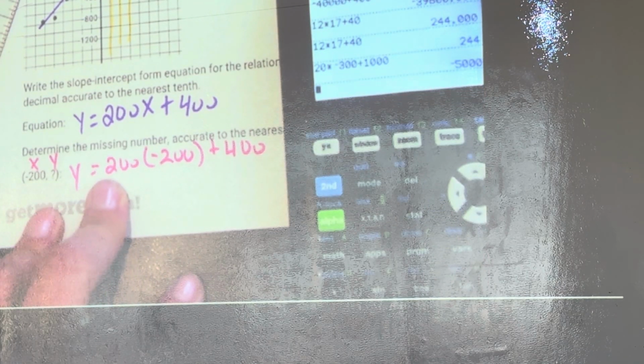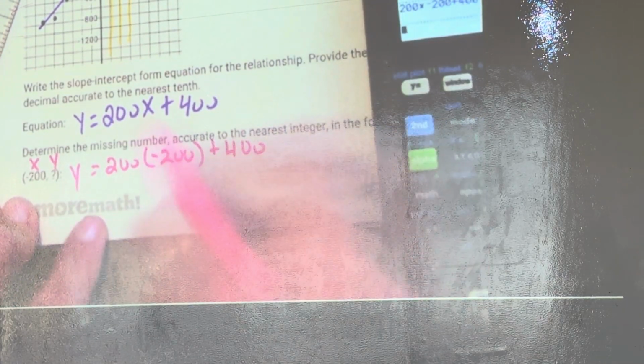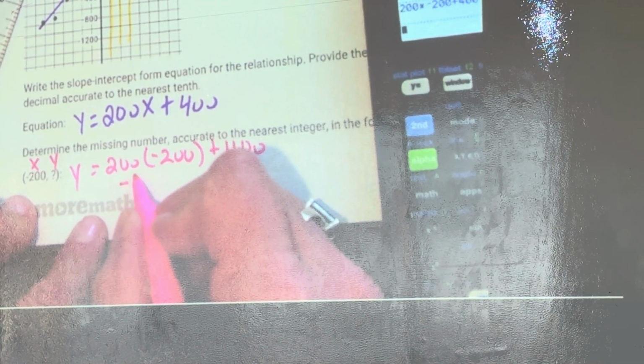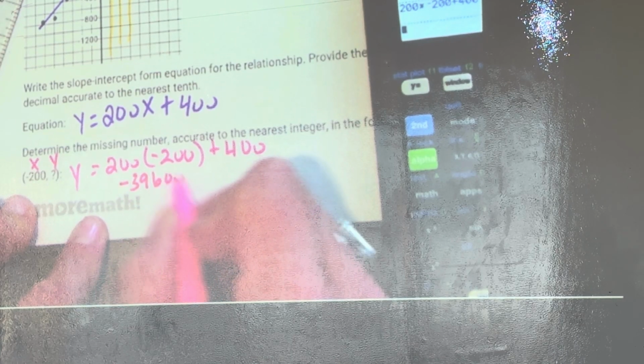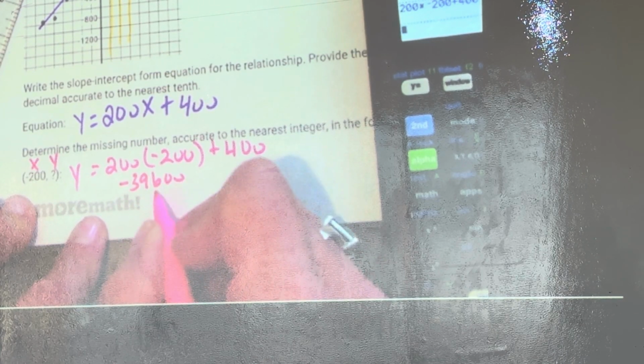So 200 times negative 200 plus 400 is negative 39,067. Yeah. Is that hard to do? No, you just gotta put it in the calculator. You just gotta do it.